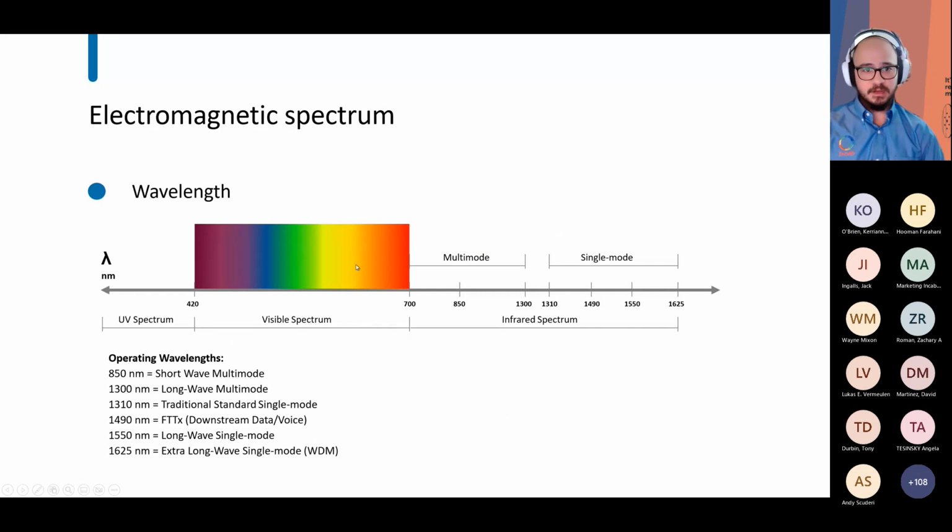Light works on the electromagnetic spectrum, and light for fiber optics works on a very particular part of it: the infrared spectrum. We've got the UV spectrum that's not visible to our eyes, and then the visible spectrum that we see every day. From there, we move into the infrared spectrum that we work on. The typical operating wavelengths are 850 nanometers for multimode, 1300 again for multimode, and then once we move into the higher wavelengths, 1310 is the traditional standard single mode wavelength, and 1550 is one we also see a lot, and then 1625 is also one we're starting to see a lot more of. But you can basically operate in any space in the infrared spectrum for your fiber. These are just the more common operating wavelengths.